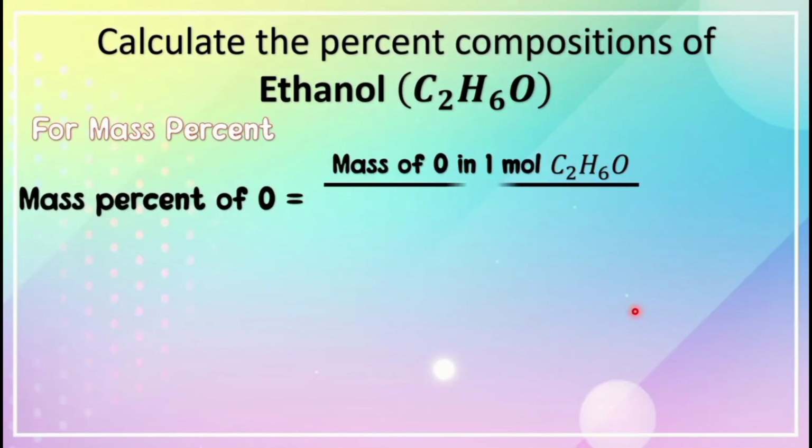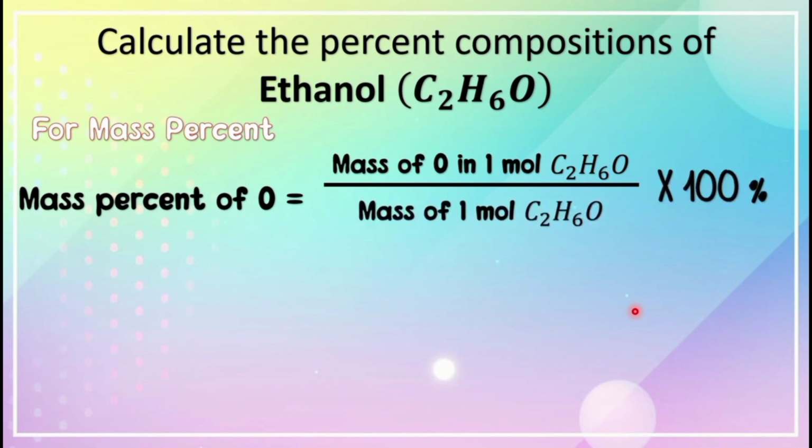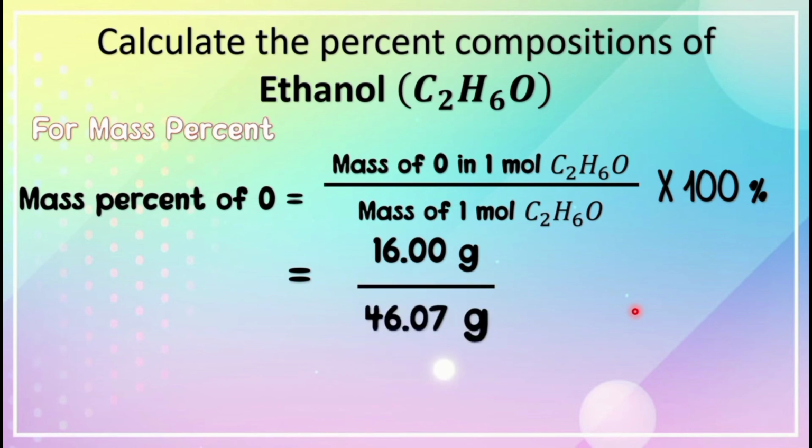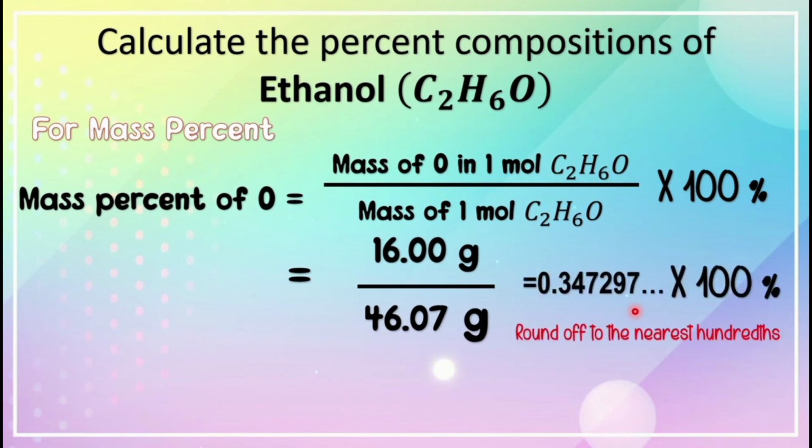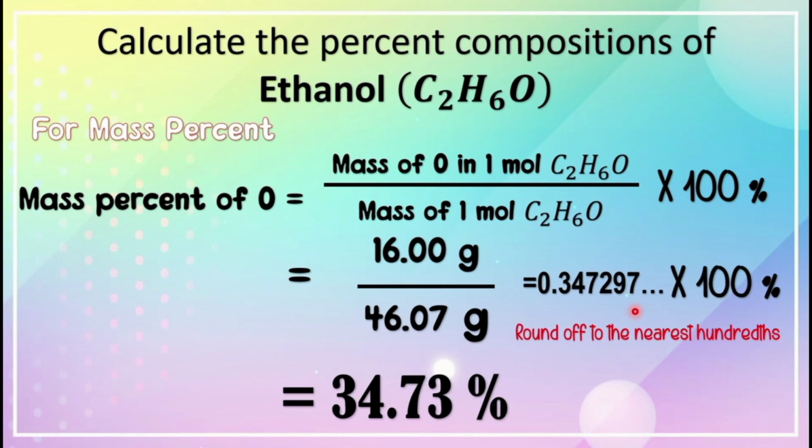Next, the same process as what we have done for hydrogen and carbon, let's identify the mass percent of oxygen. Percent mass of oxygen is equal to the mass of oxygen in ethanol divided by the mass of 1 mole of ethanol times 100. Substituting, the mass of oxygen is 16.00 grams divided by 46.07 grams, equal to 0.347297 and so on, times 100. The answer is 34.73%.